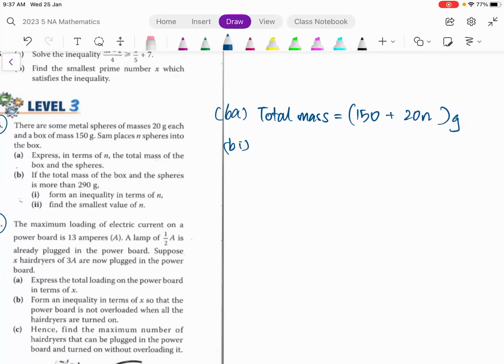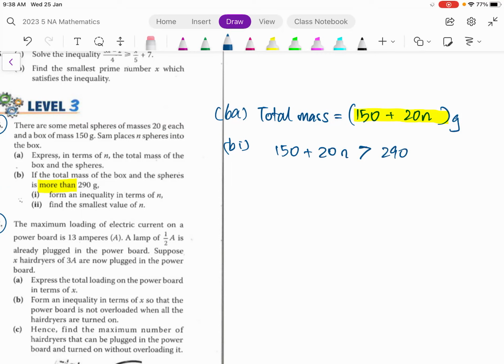Total mass. Total mass more than 290 grams. We already have an expression for total mass, so we just copy that down: 150 plus 20n. And they said more than. Is this inequality simple? That's all. Nothing difficult. More than how much? 290. Part A finished. Part B, part 1 finished.